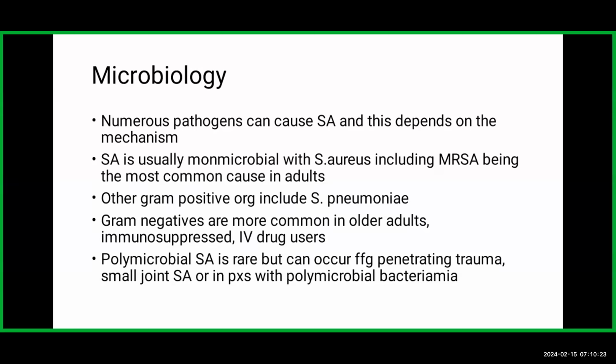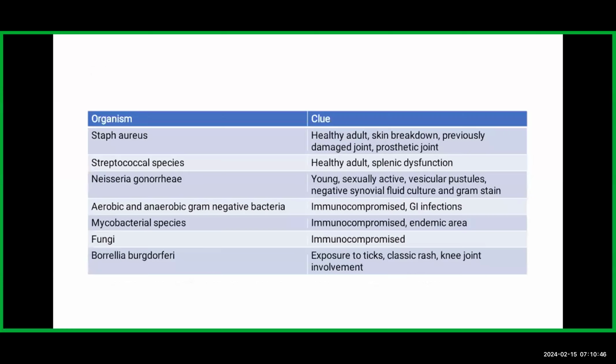Then gram negatives are more common in older adults, in immunosuppressed patients, like in our index case, and then also those that use intravenous drugs. Then polymicrobial septic arthritis is rare. However, it can occur following conditions like penetrating trauma, small joint septic arthritis, or in patients with polymicrobial bacteremia. So this table just tries to look at the possible causative organisms and the clues that we could get from the clinical history. So we can look at this later.